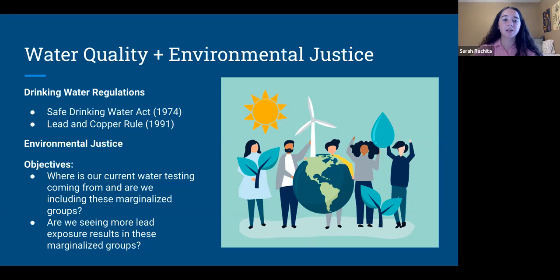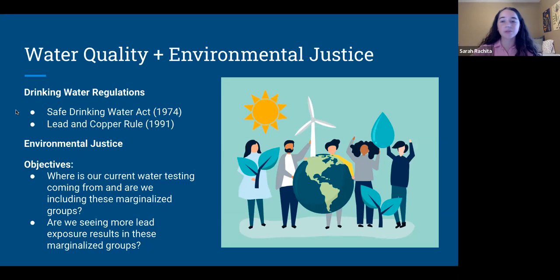And then the next one is the Lead and Copper Rule of 1991. This was really important in establishing something called the maximum contamination level goal, or the MCLG. The MCLG identifies different contaminants and the maximum amount that would be deemed unacceptable within your drinking water. In specific, it talks about lead, and we have a zero tolerance rule for lead. There's no amount of lead concentration in your drinking water that's acceptable to human health.